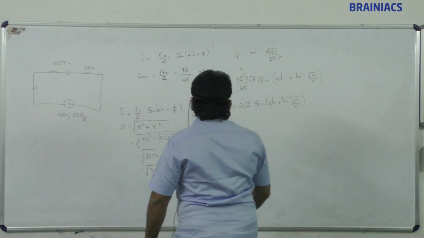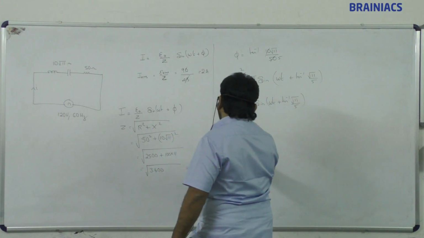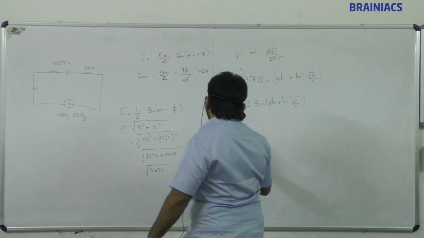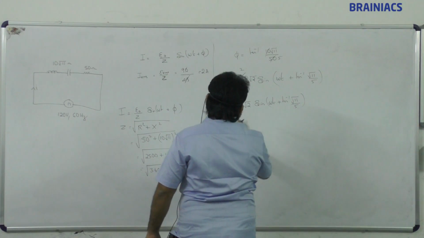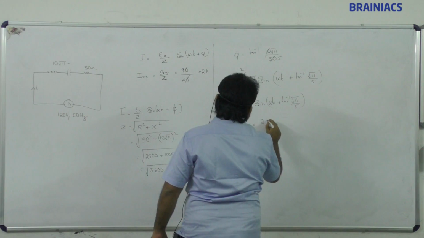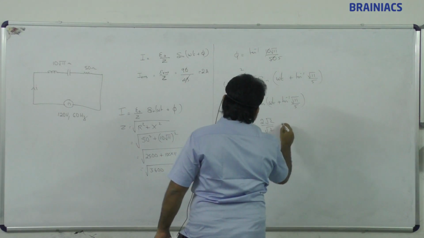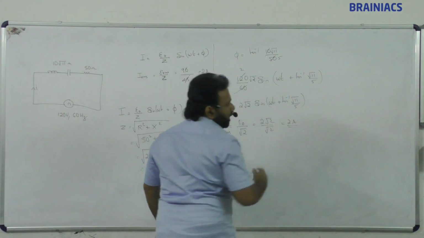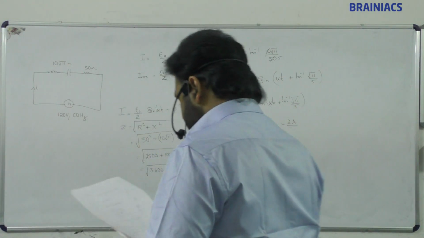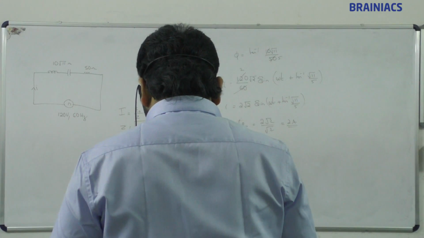Done. Over. So if the value of current is asked, that is nothing but the RMS value; that only will be there in the option also. So this is I naught by root 2, which is 2 root 2 divided by root 2. So 2 ampere. Done. Next question.